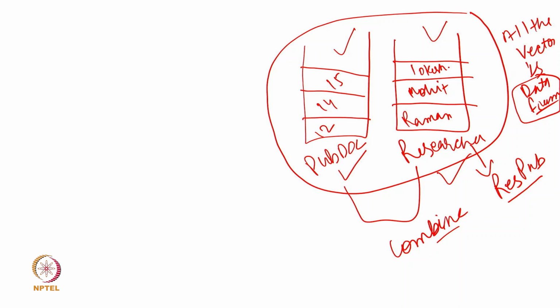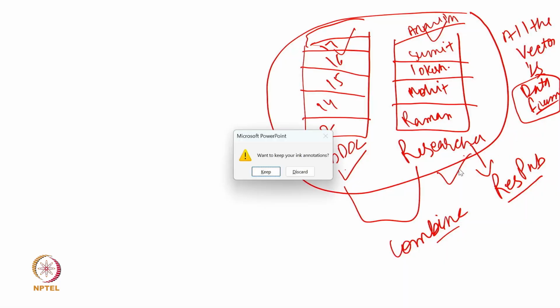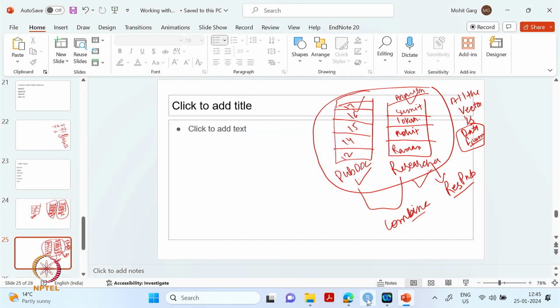One way is that you add values here like 16, 17, and then you add names here as Sumit, and then Arvind. So you create one vector here as pubdoc and another vector as researcher. Then you combine these two vectors and convert it to a data frame. Okay, so how will we do that in R?